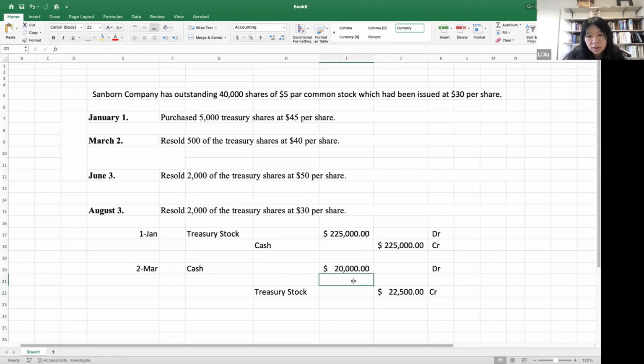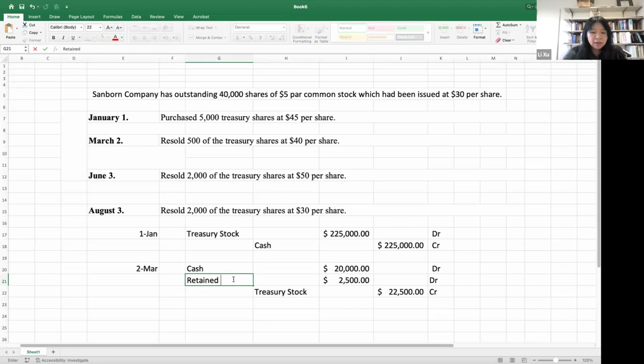So we need to have something on the debit side. Because you're essentially selling at a loss, you paid 45 and you sold at 40. We're going to use retained earnings, debit retained earnings, to reflect the fact that you actually have a loss during this transaction. Okay.